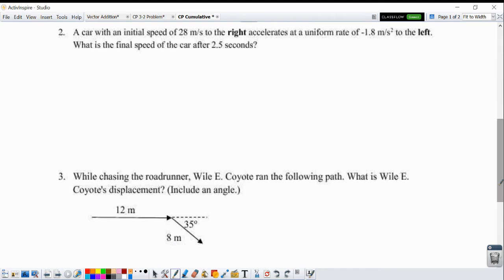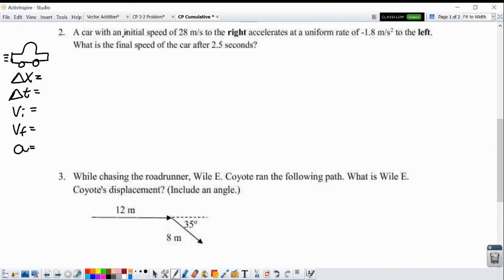All right, number 2. A car with an initial speed of 28 meters per second to the right accelerates at a uniform rate of 1.8 meters per second to the left. What's the final speed of the car after 2.5 seconds? So we've got a car moving along. Again, not falling, so I'm just going to use my chapter 2 variables. So we've got delta x, delta t, vi, vf, and a.